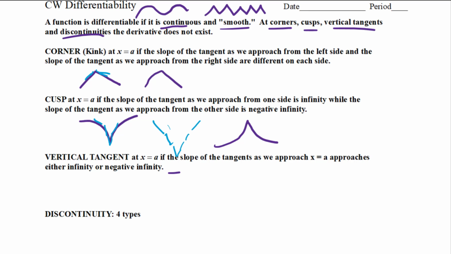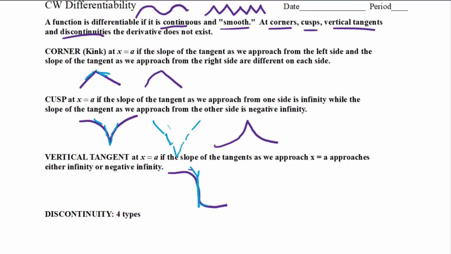A vertical tangent is a tangent line to a curve where it's going to become vertical, and the slope is going to approach either positive or negative infinity. So here the slope is approaching negative infinity. It doesn't matter if you come from the left side or you come from the right side. There is the tangent line.